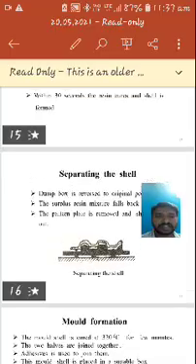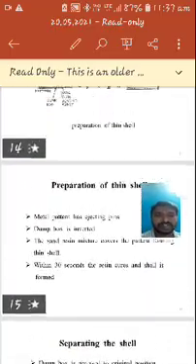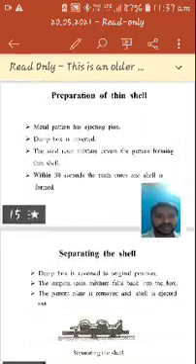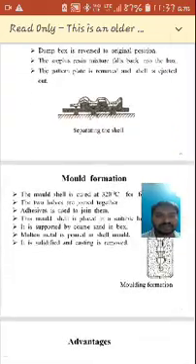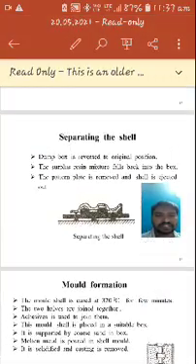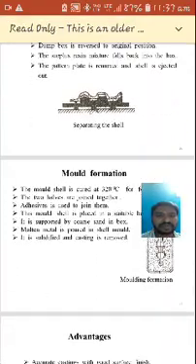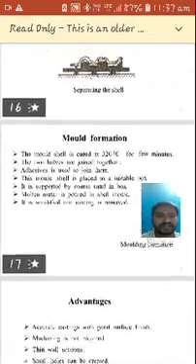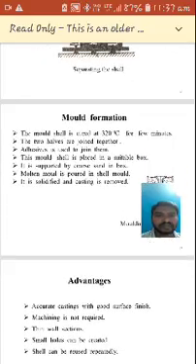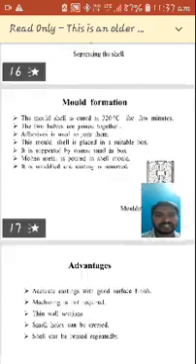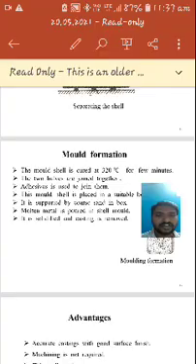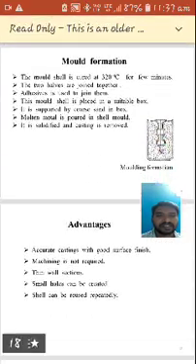Next, how to prepare the thin shells and how to prepare the mold. Mold formation: by using the thin shells we can prepare one half, and the remaining half, as it is a two-half mold. By using the two halves we can prepare the mold. By using ejector pins we can remove the shell from the heated plates.